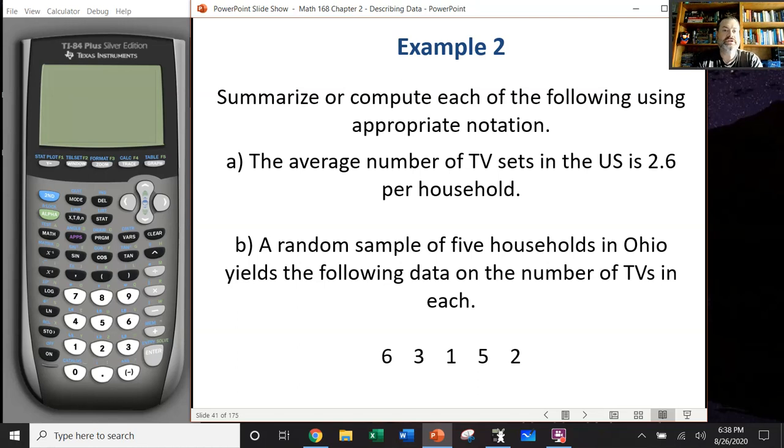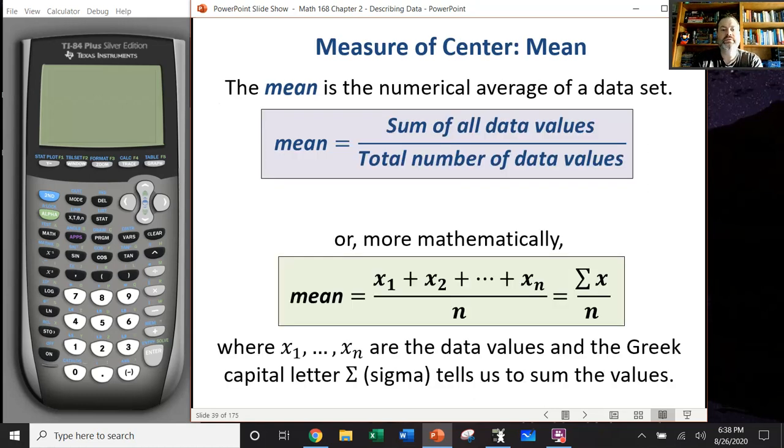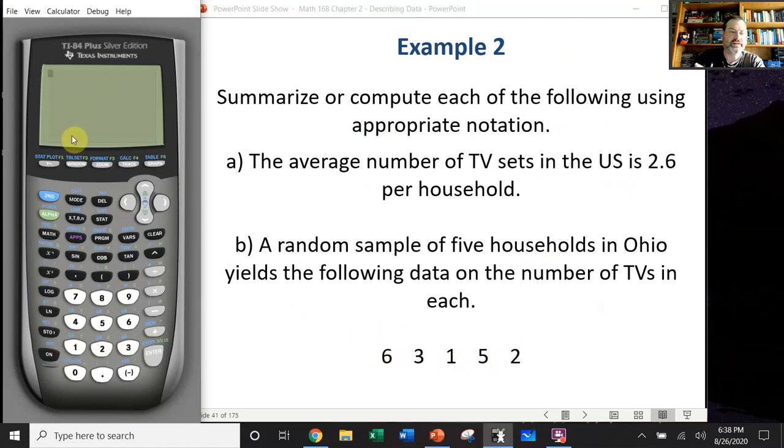So we're going to attach the symbol X bar to this. But let's go back one more slide. Okay, so we have X bar, but let's look at what this mean is. It's the sum of all the data values divided by the total number of data values. All right, so we have to sum up these data values. So that's one of the few things we need the calculator for today.